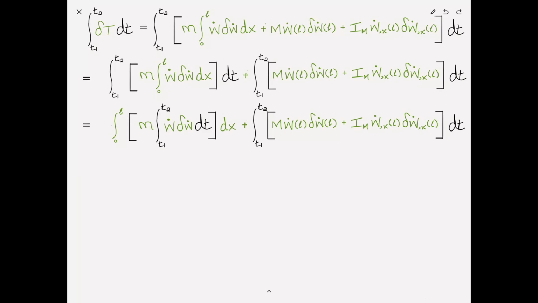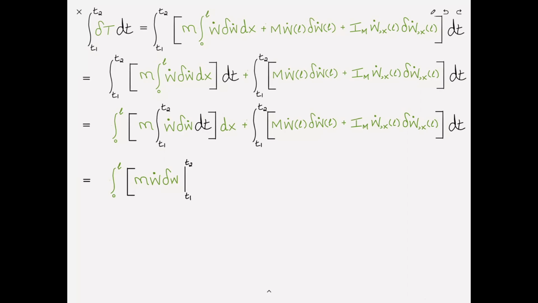Remember that because this is kinetic energy, we're now integrating with respect to time and not with respect to length. But the rules are all the same. This is equal to the integral from 0 to L of, now we've got to put the boundary term down, which is just this with the dot removed from the del w dot. So m w dot del w evaluated at t1 and t2.